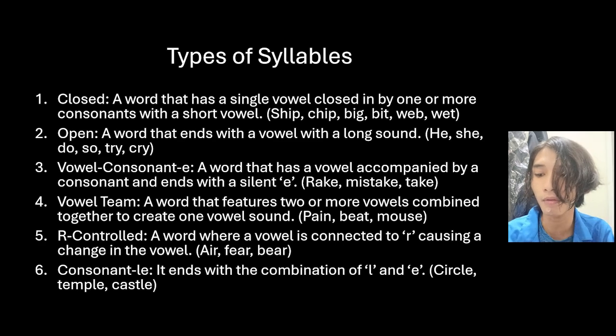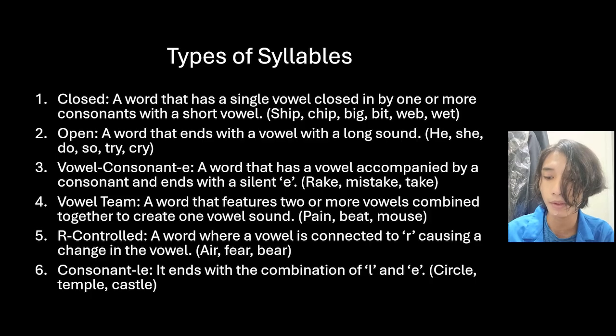The fourth is vowel team, a word that features two or more vowels combined together to create one vowel sound. For example, pain, beat, and mouse. The fifth one, R-controlled, a word where a vowel is connected to R, causing a change in the vowel. For example, air, fear, and bear. And the last one is consonant le. It ends with a combination of a consonant and L E. For example, circle, temple, and castle.